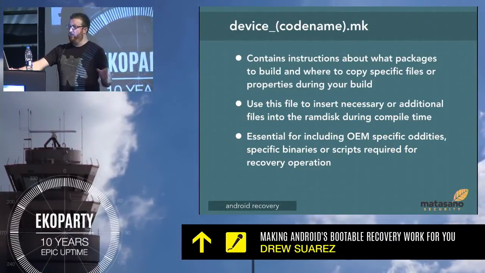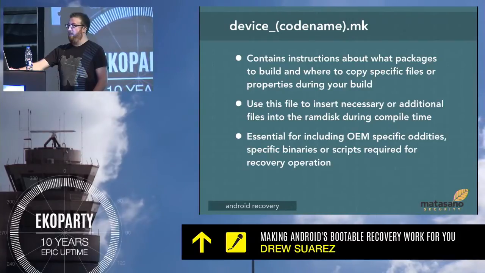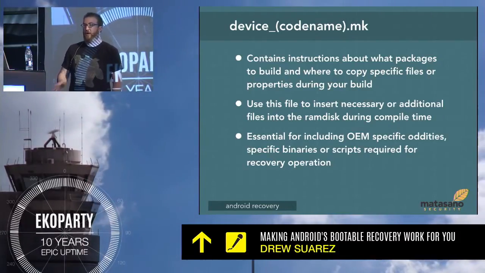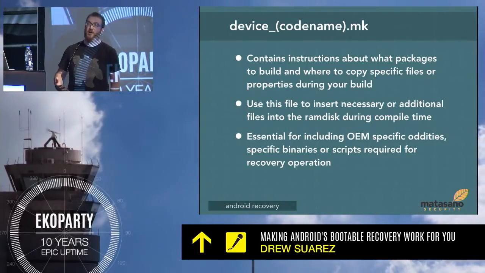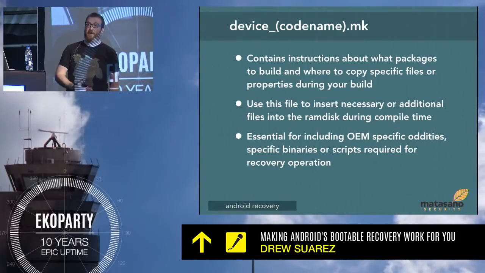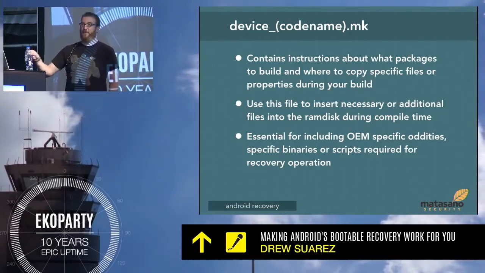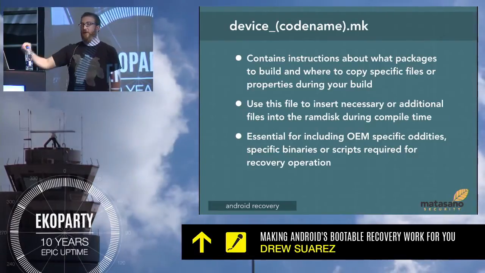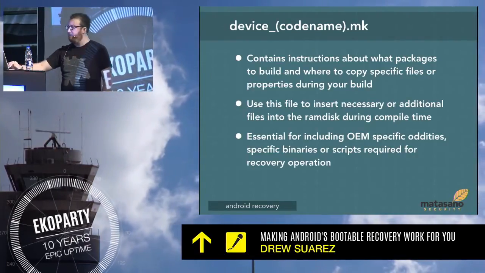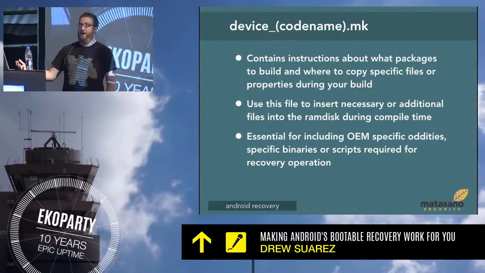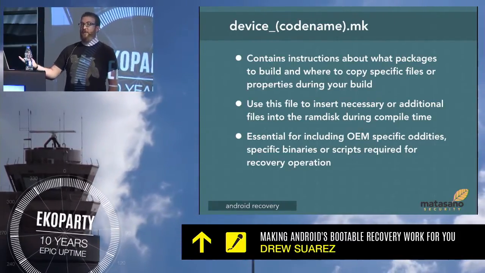The device codename makefile is specific instructions on what needs to be inserted into your output ramdisk and where they should go. So if you need to take a watchdog daemon, for example, from the stock phone, this file will say, OK, here's where it is in the device config, here's where it needs to be after compile time. And this is essential for replicating terrible OEM hacks.